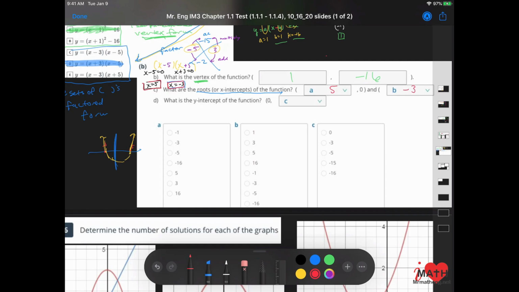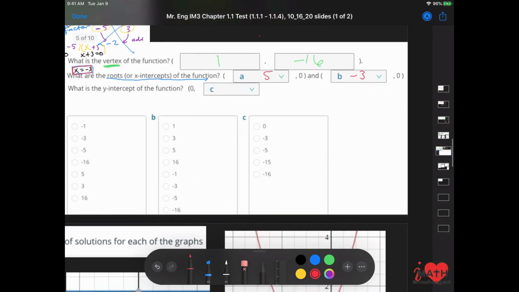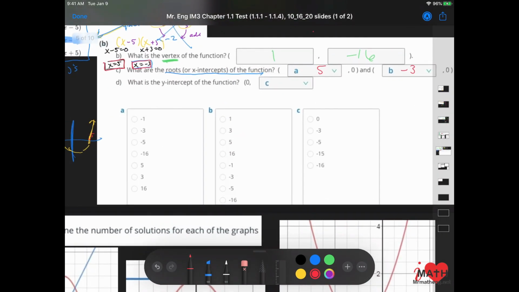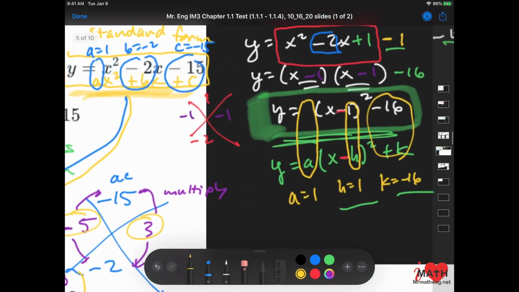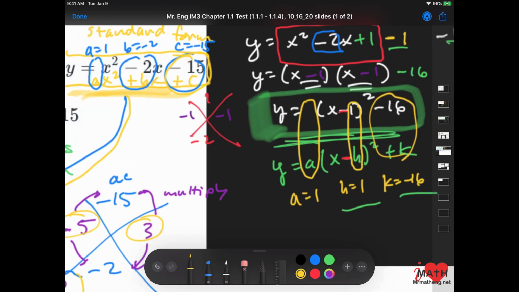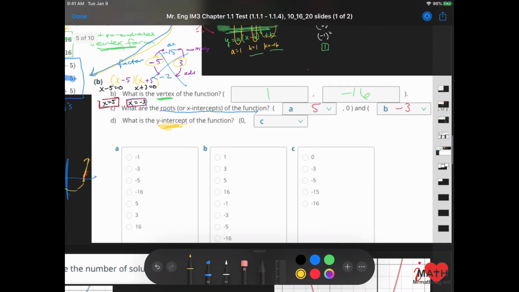You can interchange them, right? You can have (-3, 0) and (5, 0) to get full credit. Just want to make sure. And then D, what is the y-intercept? If you think about each of these forms, what they're asking is just, what are the key characteristics? The y-intercept comes from the standard form, which is your C value, which is -15.